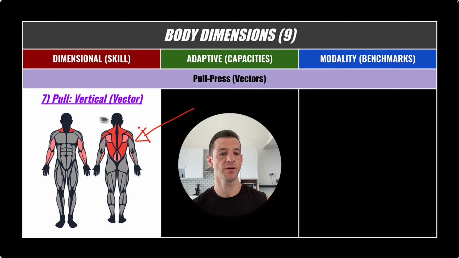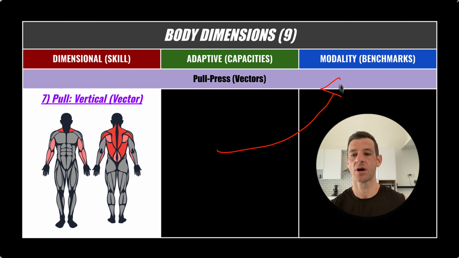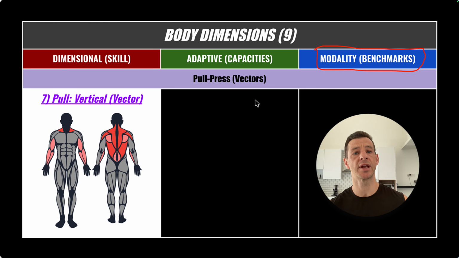The muscle groups involved in the vertical vector, as you probably already know, is on the back, specifically focus on lat and bicep development. To the right of our matrix, we have our modality benchmarks. Again, what's a modality? It's going to be gymnastics, weightlifting, or metabolic conditioning. And benchmarks, what are the performance targets or goals that we're looking at? For this dimension, we're going to be exploring 3 specific gymnastics performance targets.